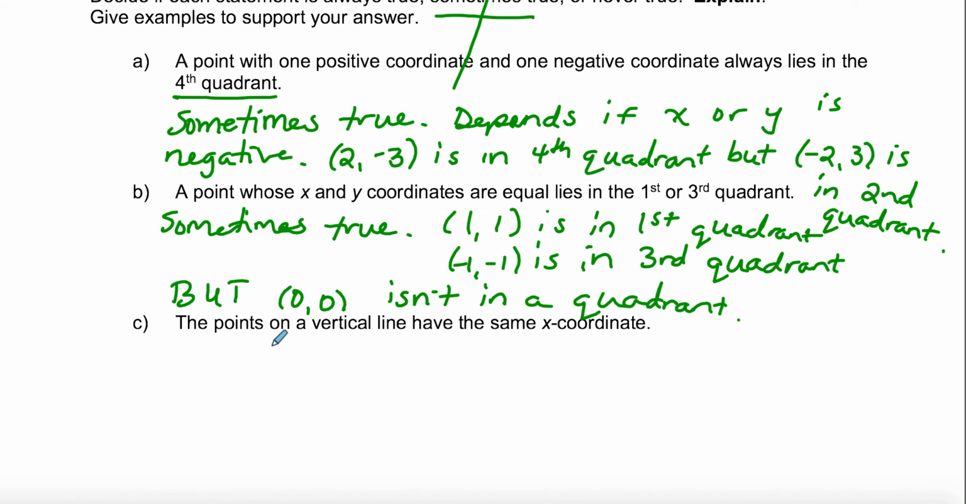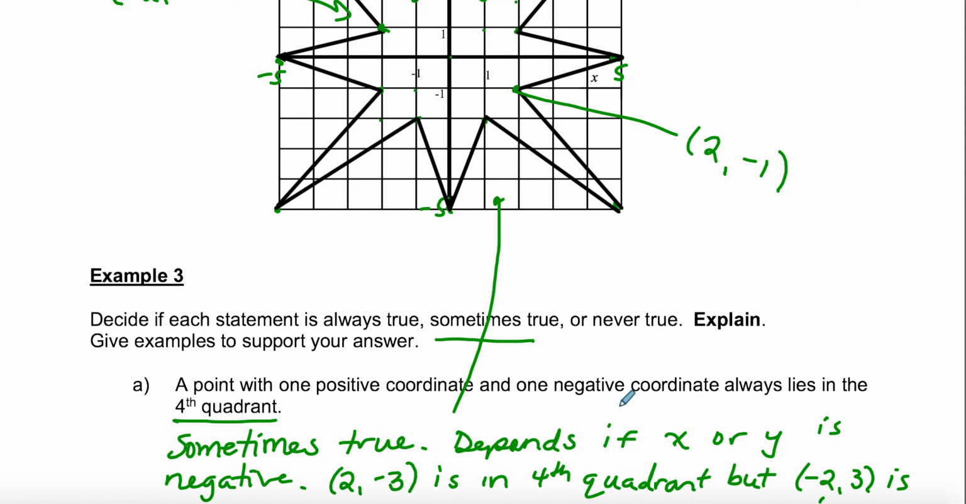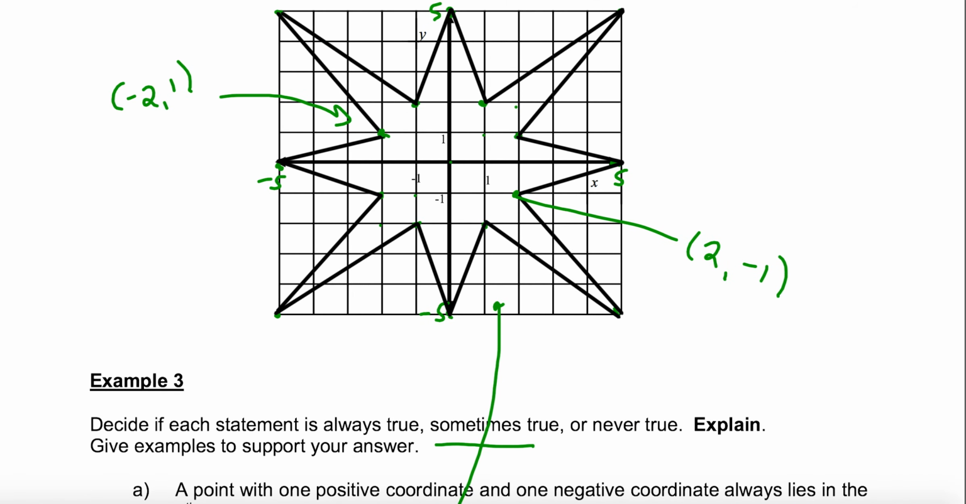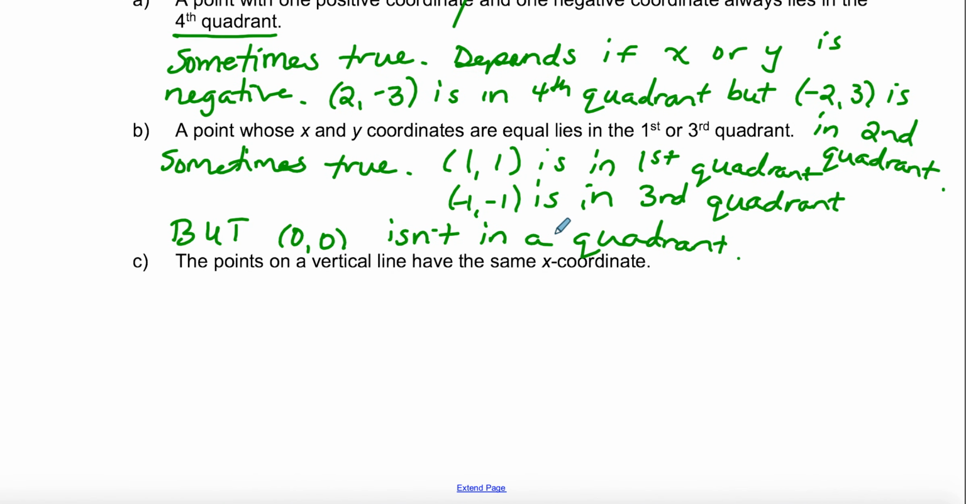And part C, the points on a vertical line have the same x coordinate. So anything that is a vertical line, like I'm imagining a vertical line through 4. So that line, every single x coordinate is 4: 4, 1; 4, 0; 4, 2; 4, negative 1; 4, negative 2. So I think that the points on a vertical line always have the same x coordinate.